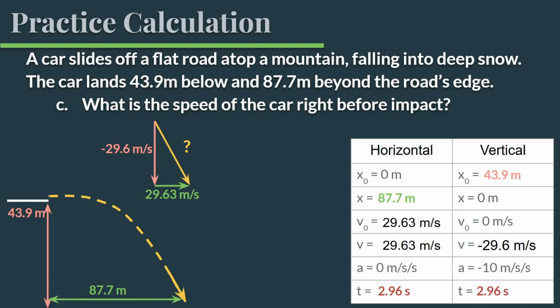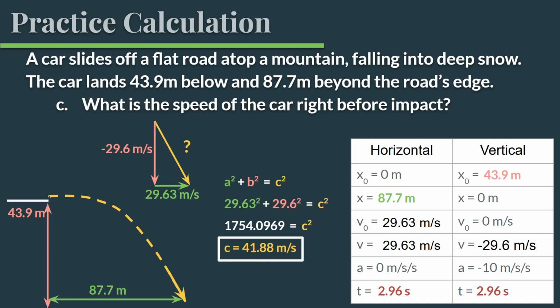So that's going to be this. 29.63 squared plus 29.6 squared equals c squared. 1,754.0969 is c squared, which means c is 41.88 meters per second. It just asks for what the speed is, so I don't care about the direction. That's my answer. If it had said what is the velocity just before impact, I would need to calculate the angle as well. And I would have to use trig, and I'd be looking for the angle it hits the ground at, just as a heads up. That is possible that we ask you that.